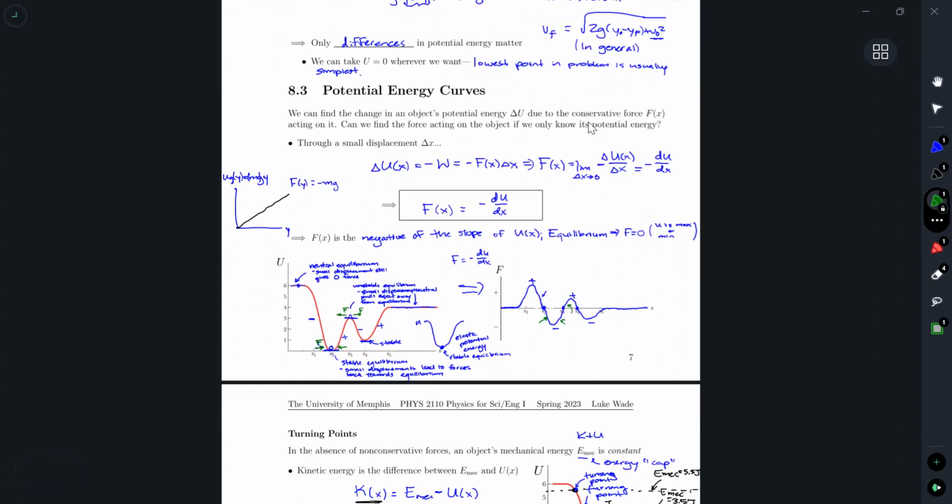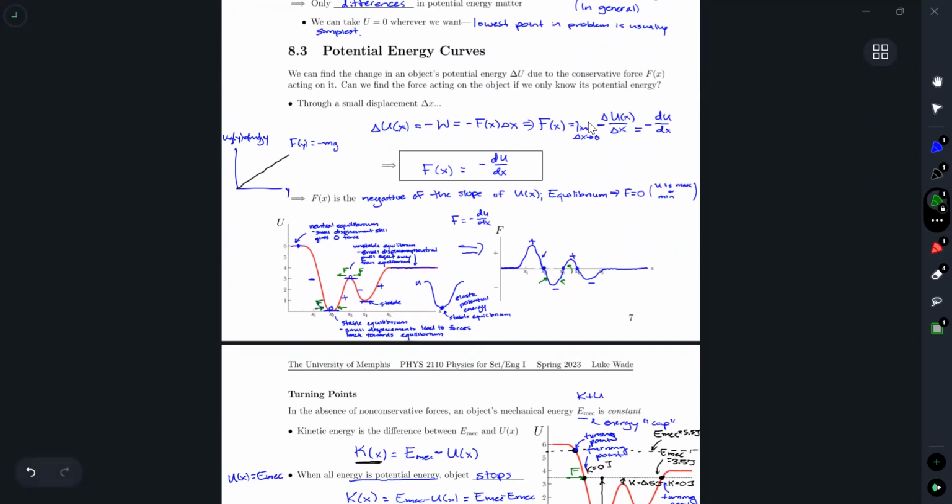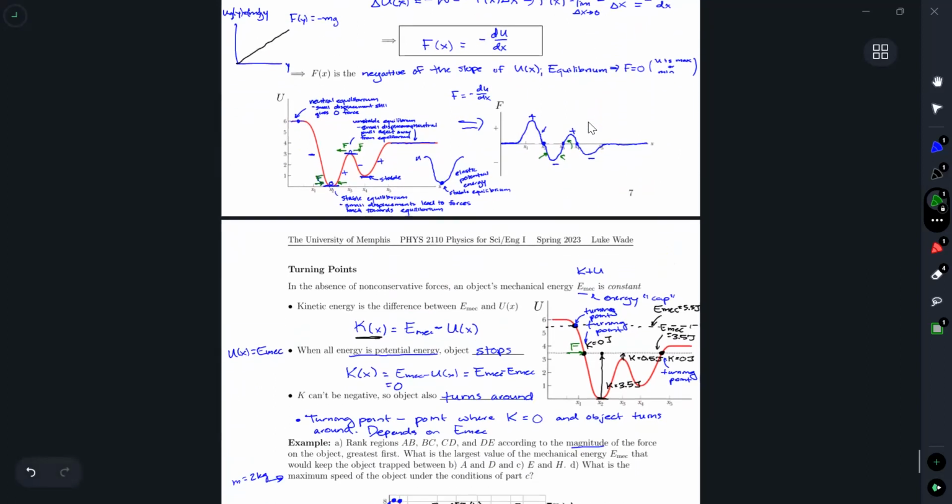Potential energy curves, I anticipate one question at most. And it's just going to be like one very direct question of like, which point is the neutral equilibrium? Which one's stable? That sort of thing. Or where's the turning point? It's not going to be a whole lot of calculation type stuff for this.